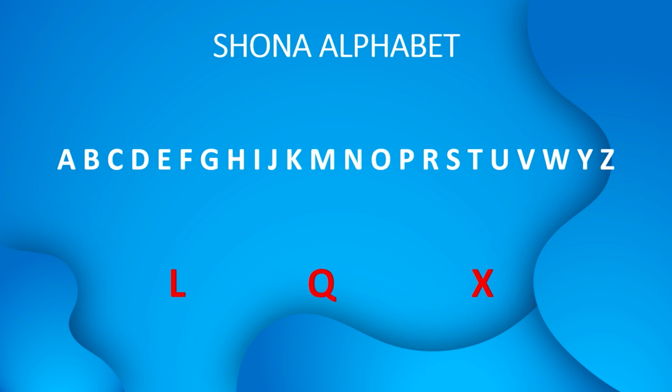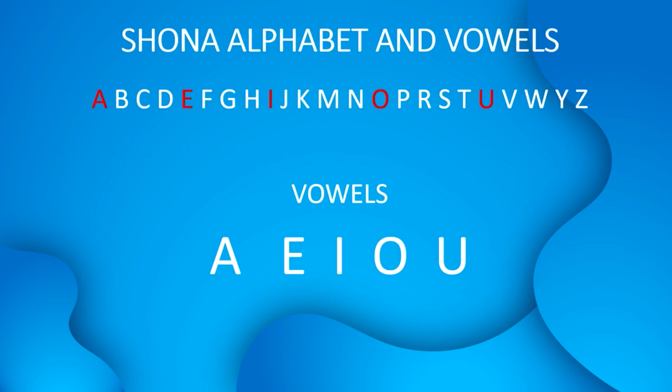So this means the Shona alphabet consists of 23 letters. And of these 23 letters, we have consonants and vowels within this alphabet. So the Shona vowels are, as you can see on the screen, A, E, I, O, and U. So these are the Shona vowels, and the rest are consonants.